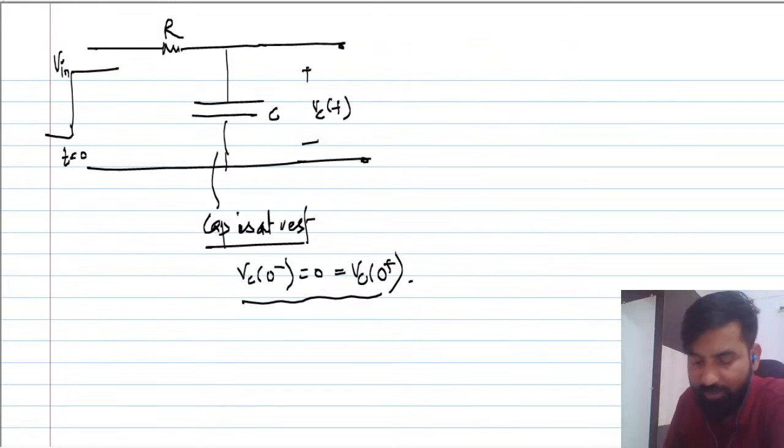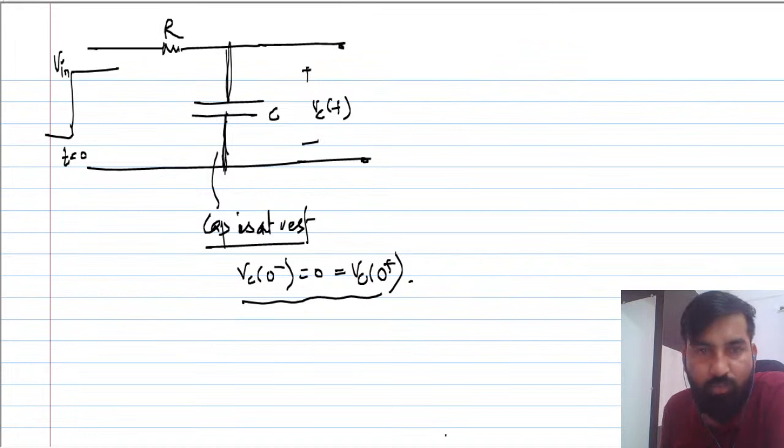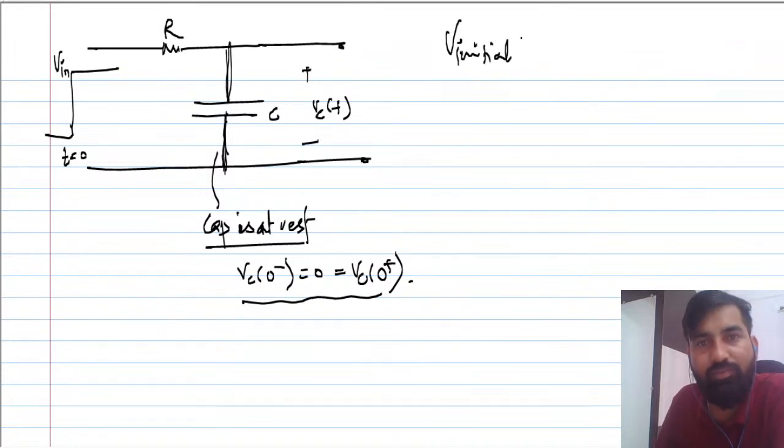So what you can do here is you can directly find the initial voltage. What is the initial voltage across the capacitor, guys? Anybody? What is the initial voltage, guys? You can write this: initial voltage across the capacitor, you can say 0 plus equals 0.